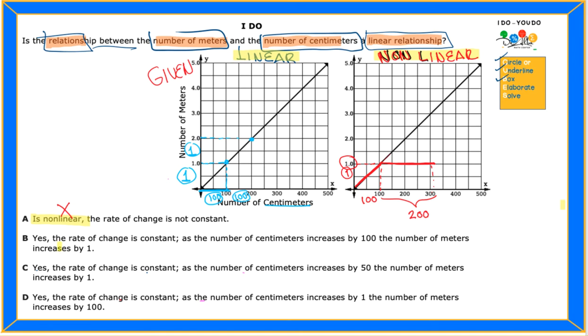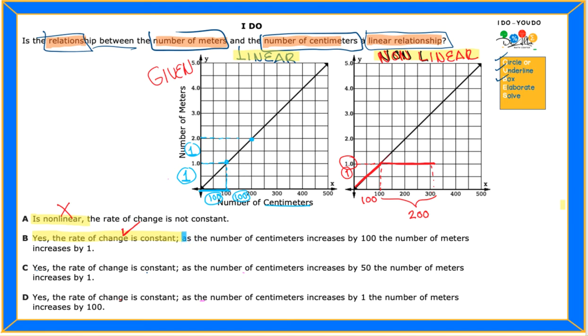Choice B first says, yes, the rate of change is constant. And that is right, because I can see this graph looks like a straight line that is increasing always the same on the x-axis and on the y-axis. So I'm going to mark this as correct. Now I'm going to check the second section of the question.